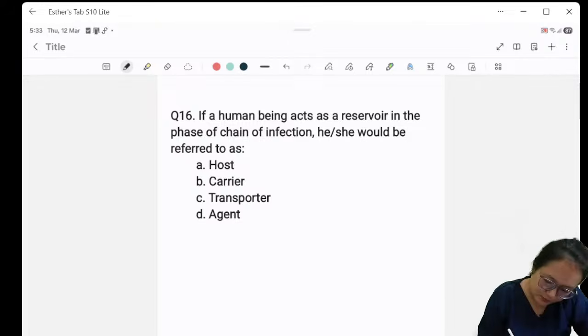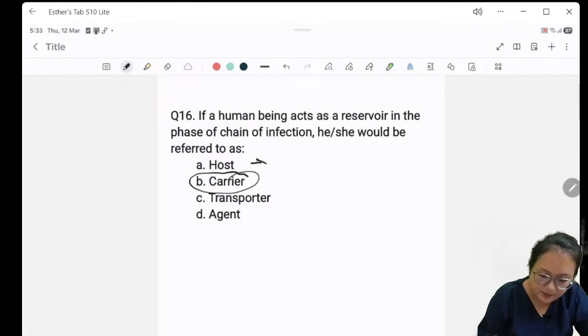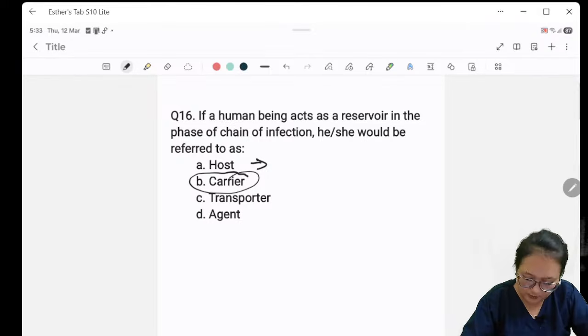Here the right answer will be B, carrier. When we say host, that means the person who is being infected with an infectious agent, or the person who is carrying the disease. When we say carrier, it means the person is infected. However, they may show signs or symptoms, or they may not have any symptoms, and they can carry the disease from one place to another.